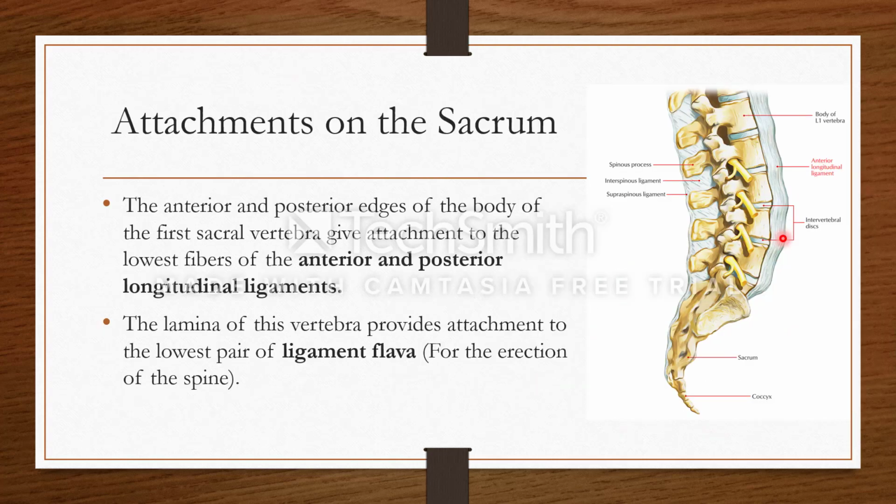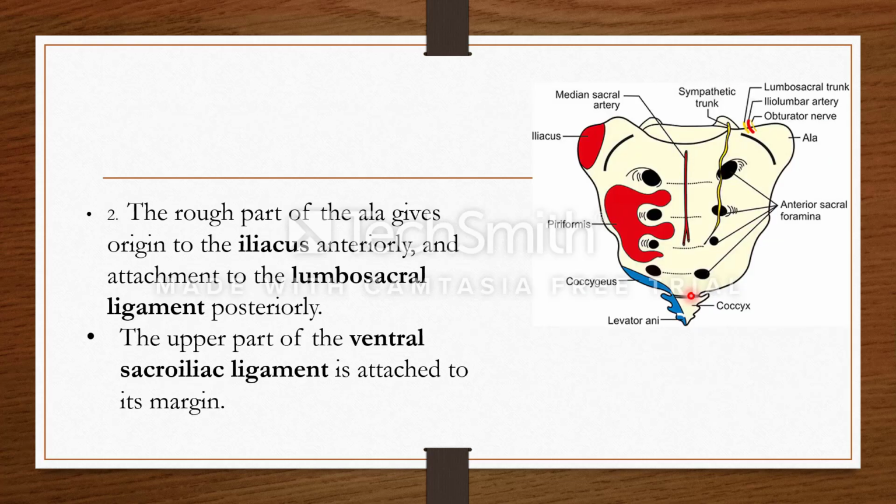Attachments on the sacrum: the anterior and posterior edges of the body of the first sacral vertebra give attachment to the anterior longitudinal ligament. See here, this is the anterior longitudinal ligament, and here there will be the posterior longitudinal ligament, which will be attached to the posterior part of the body of the sacrum. The lamina of this vertebra provides attachment to the lower pair of the ligamentum flavum. Here there will be the ligamentum flavum, which helps in the erection of the spine.